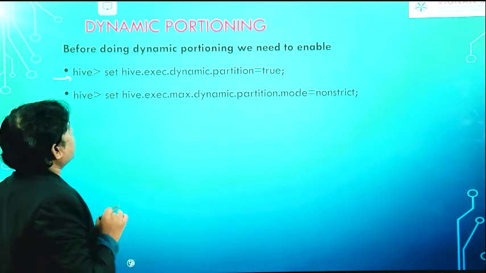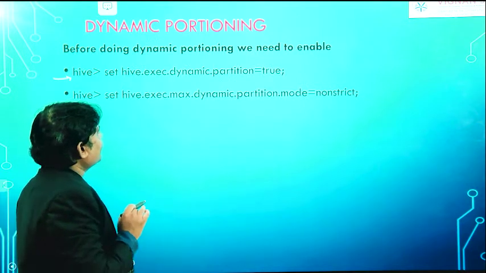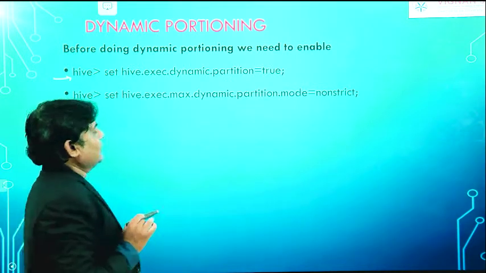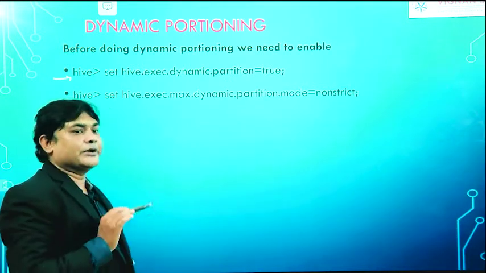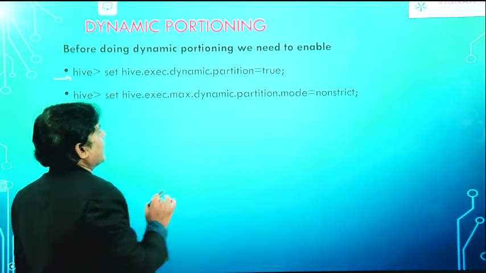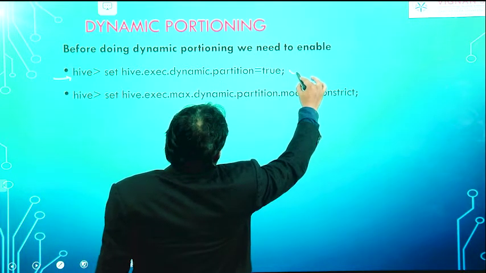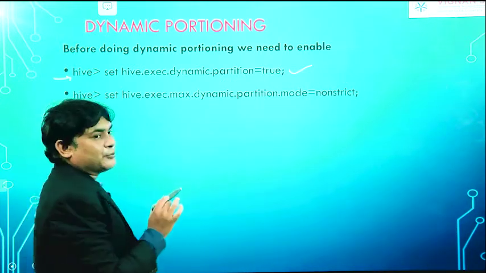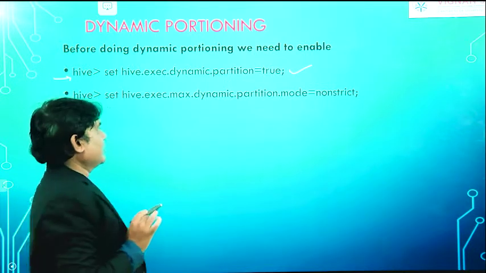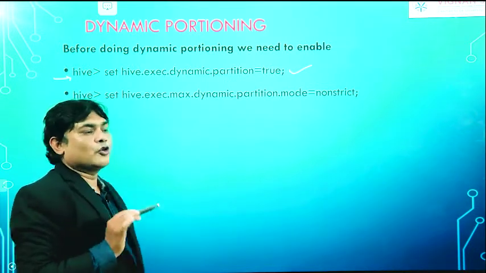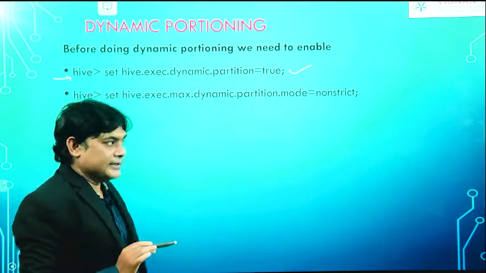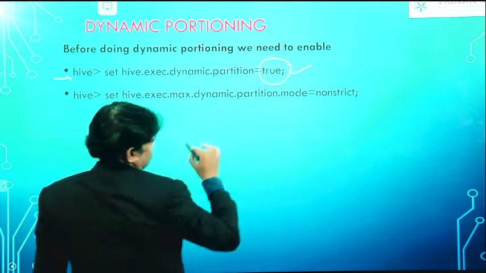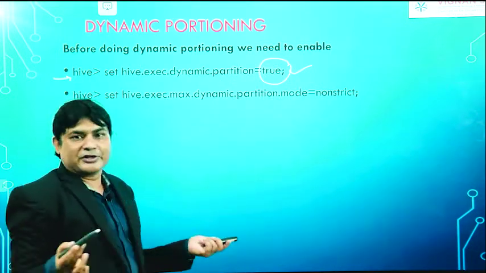We have to enable: set hive.exec.dynamic.partition=true. It means I am going to enable dynamic partitioning. So if you want to enable dynamic partitioning, the first thing is that we have to write this command without fail. This means that we are going to perform dynamic partitioning. That's why we have given true, just like boolean, true or false. False means we are not going to do dynamic partitioning.